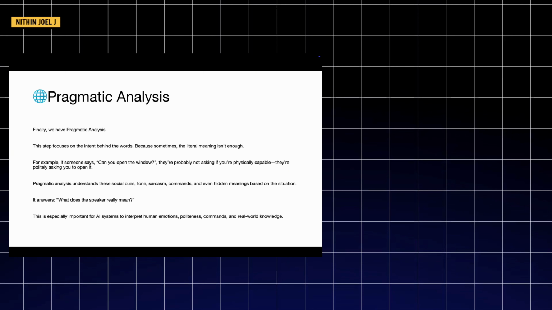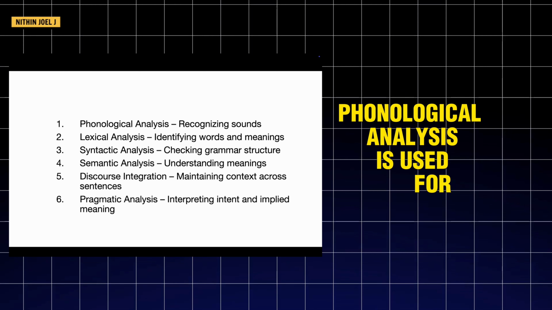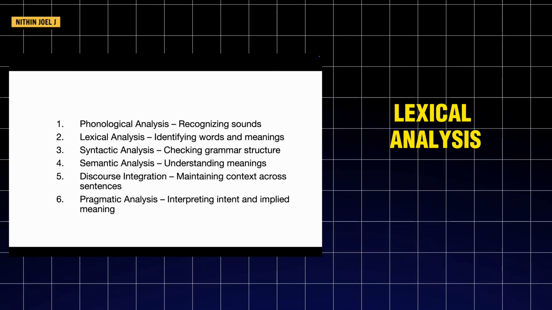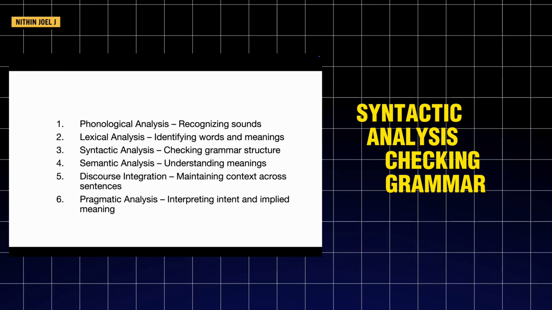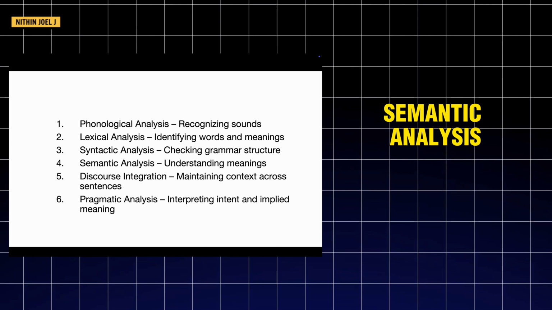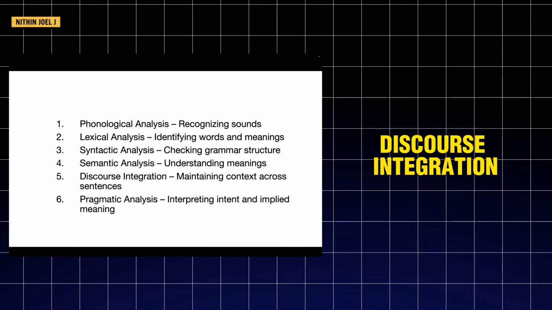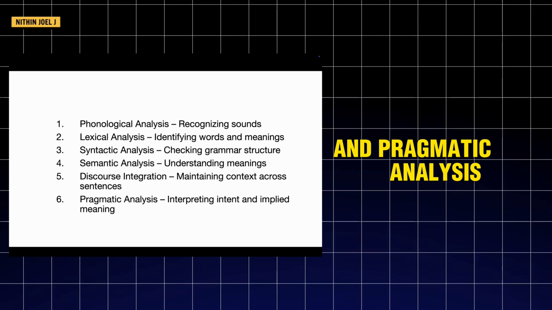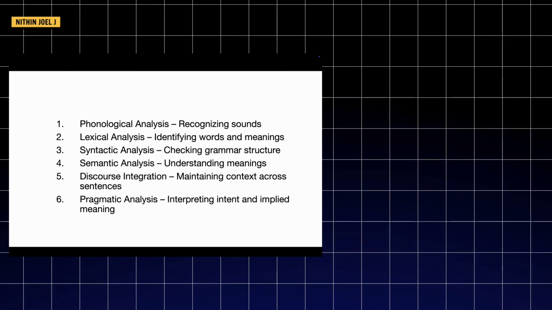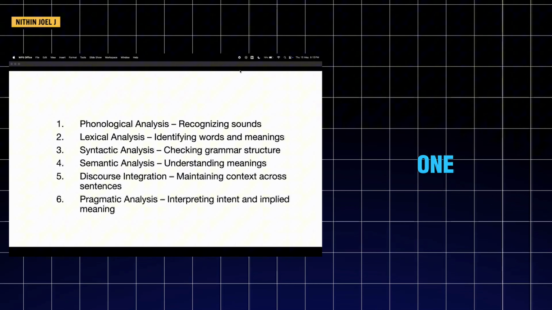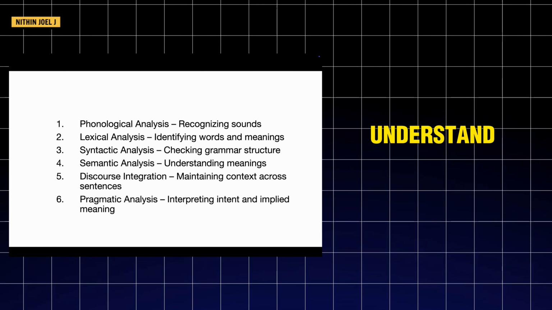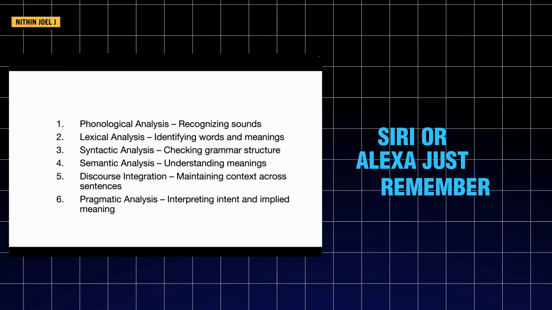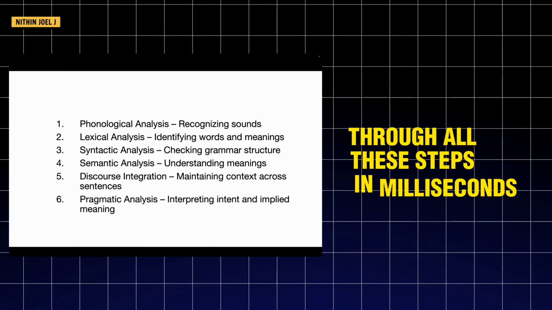So, in summary, phonological analysis is used for recognizing sounds, lexical analysis identifies words and meanings, syntactic analysis checks grammar structure, semantic analysis understands the meaning, discourse integration maintains context across sentences, and pragmatic analysis interprets intent and implied meaning. Each step builds on the previous one, forming the backbone of how machines understand human language. So next time you talk to Siri or Alexa, just remember they are running through all these steps in milliseconds to reply to you.